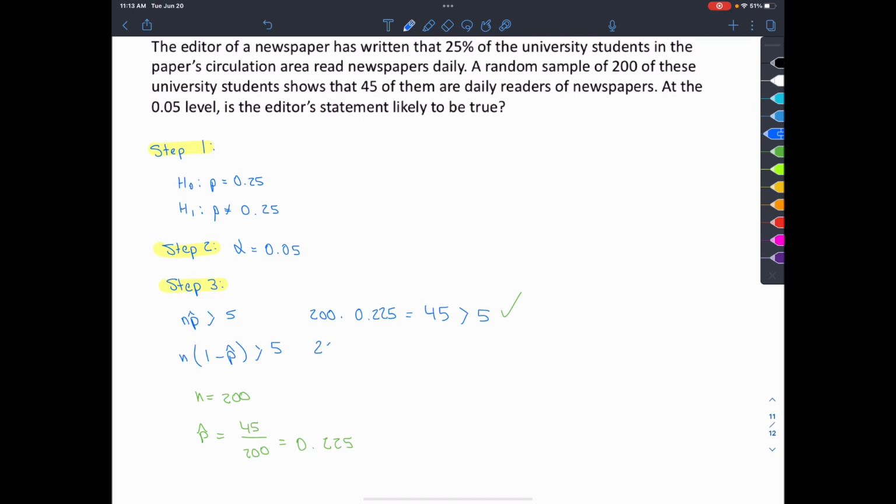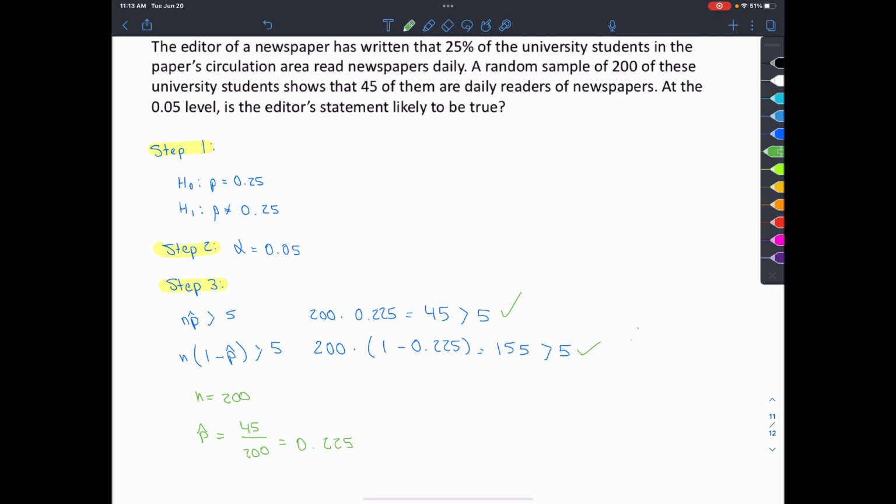Down here, 200 times 1 minus 0.225. In the calculator here, you're going to get 155. That is greater than 5. So yes, this one also passed.